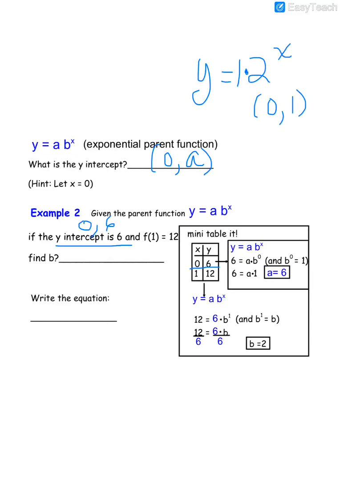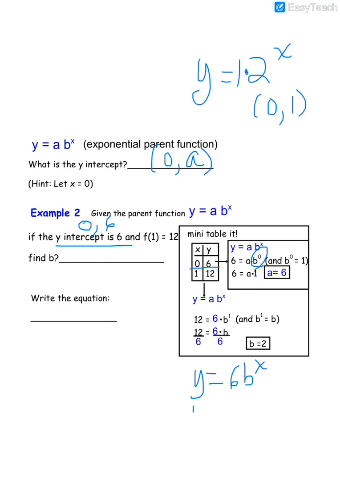We want to try and find the b, which is the base. So I'm basically plugging in the 6 for the y, and I'm plugging in 0 for the x. So I have 6 equals a, b to the 0. Well, anything to the 0 power always equals 1. And then I have 6 equals a times 1, or just a equals 6. So then I know that my 6 is in the front here. So now I'm left with y equals 6, b to the x.